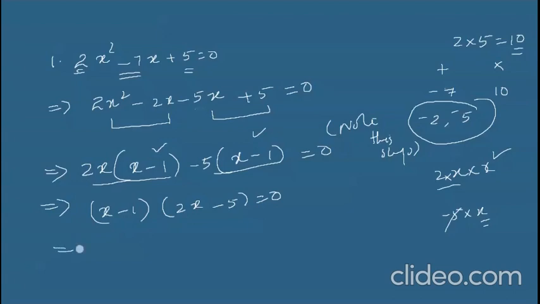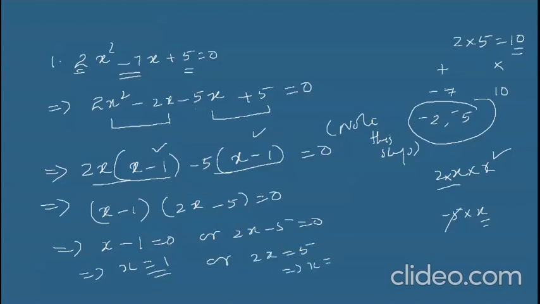So you know that this implies either x minus 1 is equal to 0 or 2x minus 5 is equal to 0. So this implies x is equal to plus 1, taking minus 1 to the other side, or 2x is equal to 5, which implies x is equal to 5 by 2. So tell me, what are the roots of this particular equation? x is equal to 1 and 5 by 2 are the roots of this equation. Clear?